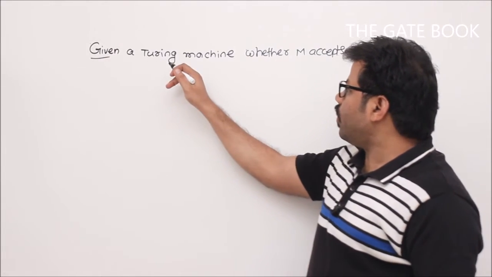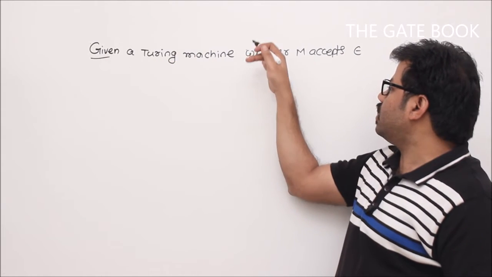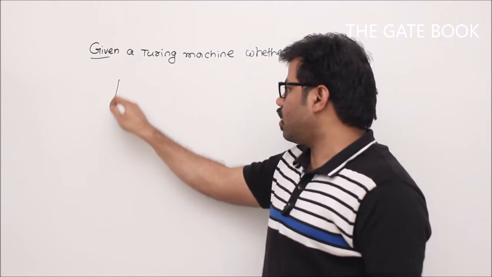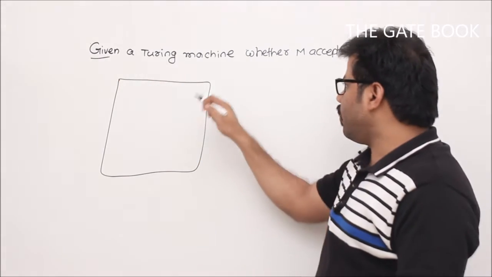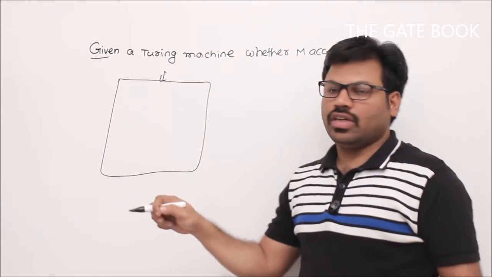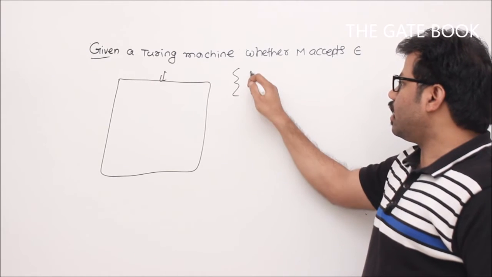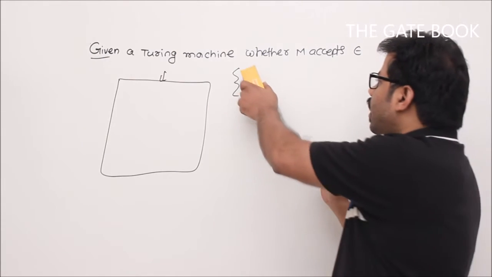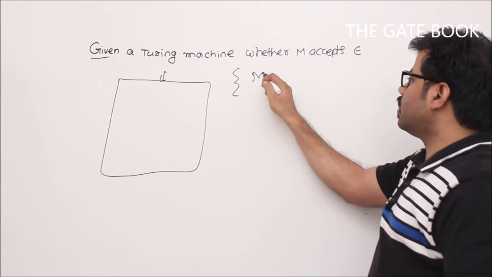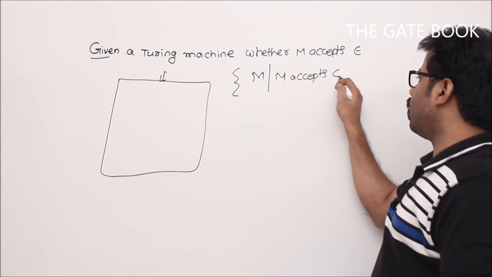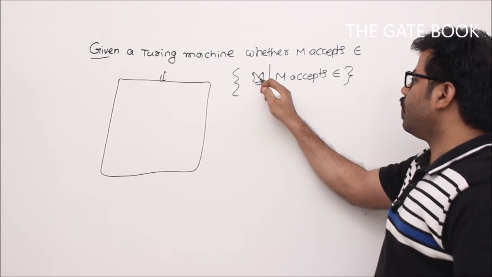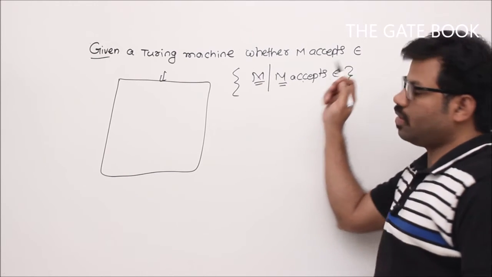So what is the question? Given a Turing machine, can we check whether it accepts epsilon or not? For that problem, I can construct a Turing machine. First I will tell you what the language form of this one is. Here the meaning is the collection of strings M such that M accepts epsilon. This is the language form, try to understand.